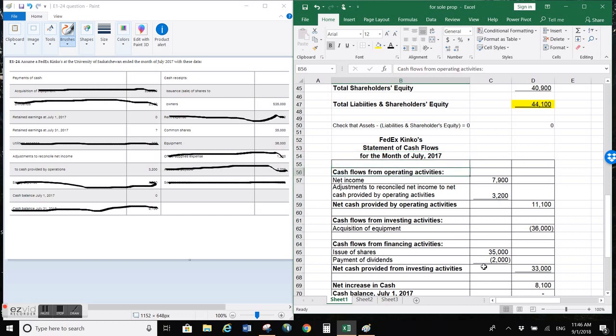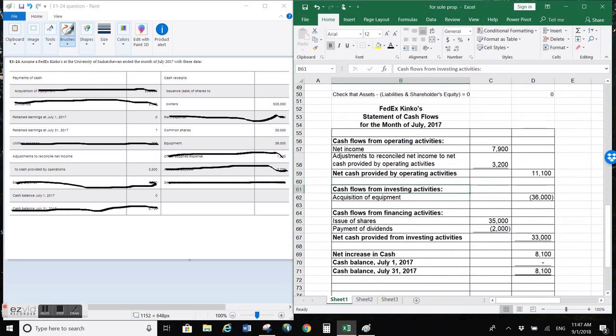So the statement of cash flows is divided into three main components. Cash flows from operating activities. So day-to-day operating activities, did they get money in from that? And yes, they did. They got $11,100 just from their day-to-day operations. Next part of the cash flow statement is cash flows from investing activities. This is usually investing in big assets, big things that they've purchased. So that took a lot of cash, buying equipment.